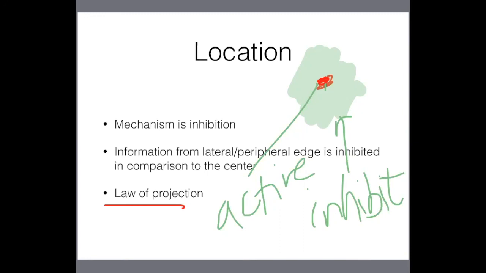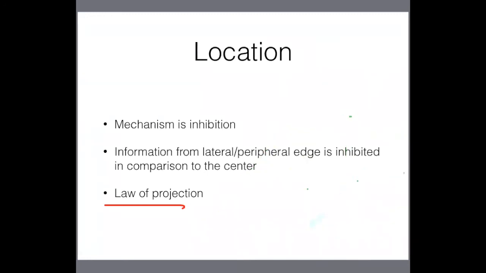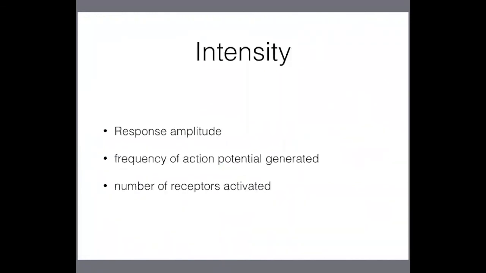اوكي تمام. ده كده احنا نقدر نعرفه اللوكيشن اوف الانجري او اللوكيشن اوف السنسر. يلا الثالثه هي الانتنسيتي. يعني جات الستيمولس قوي ولا قوي how strong is it. يلا الانتنسيتي دي بنعرفها كيف؟ اننا either by response amplitude يعني إذا الحاجة حصلت دي كانت بوتر شنو أو ال frequency of action potential generated.